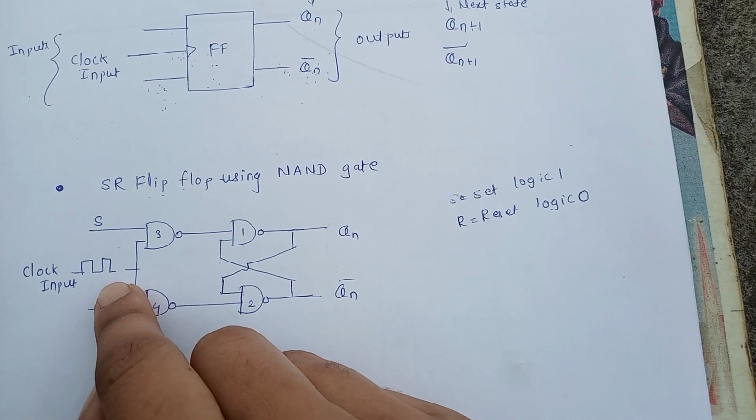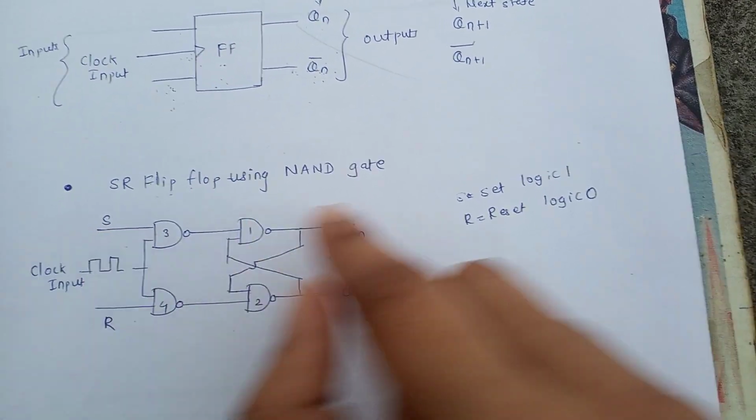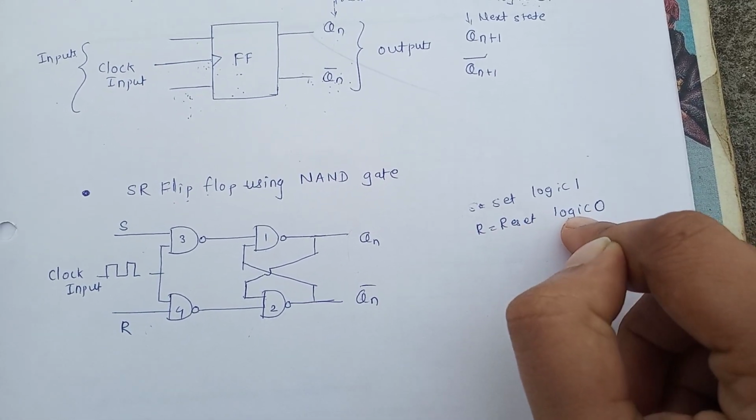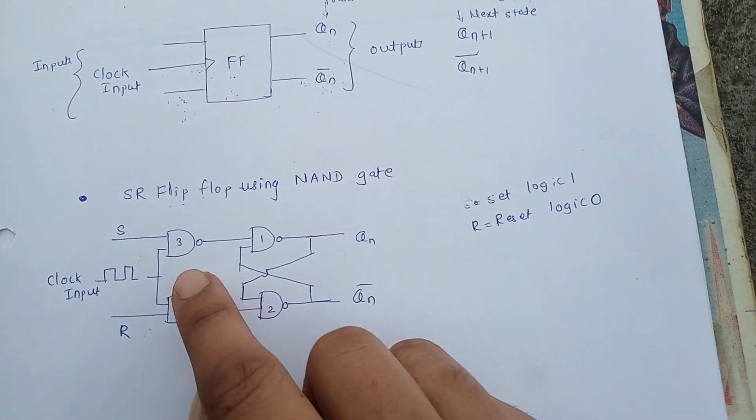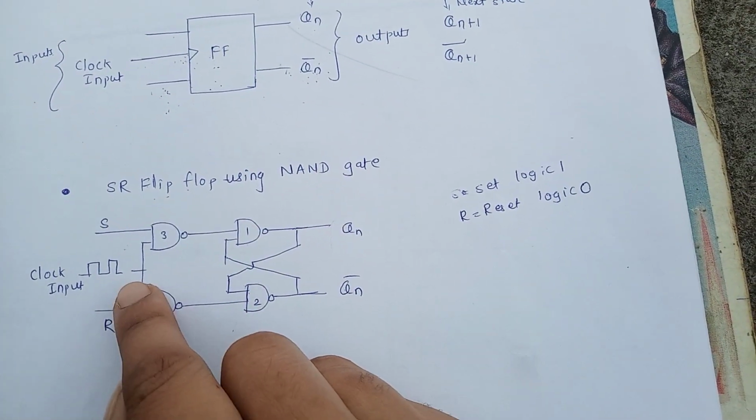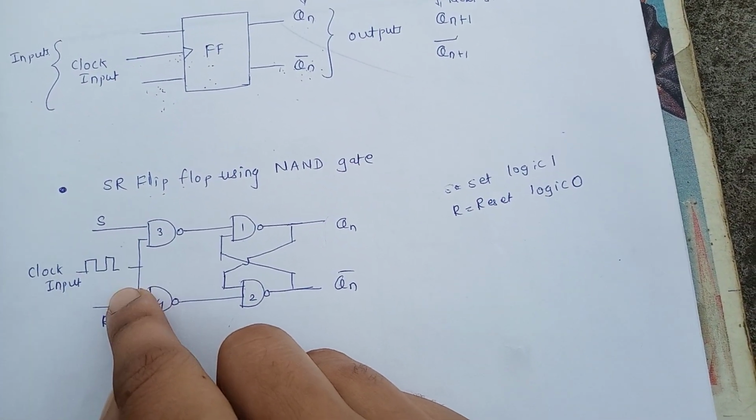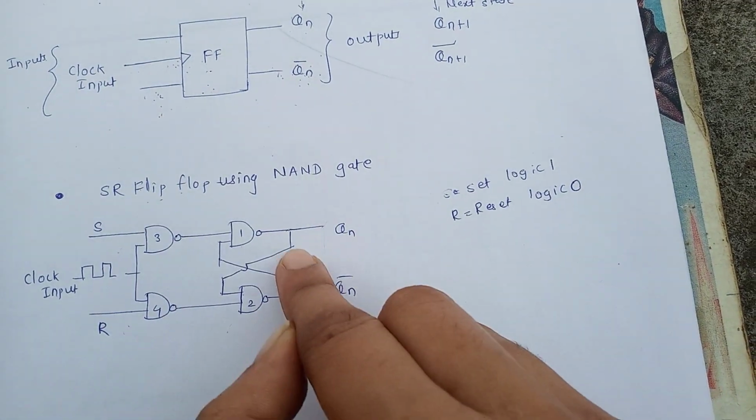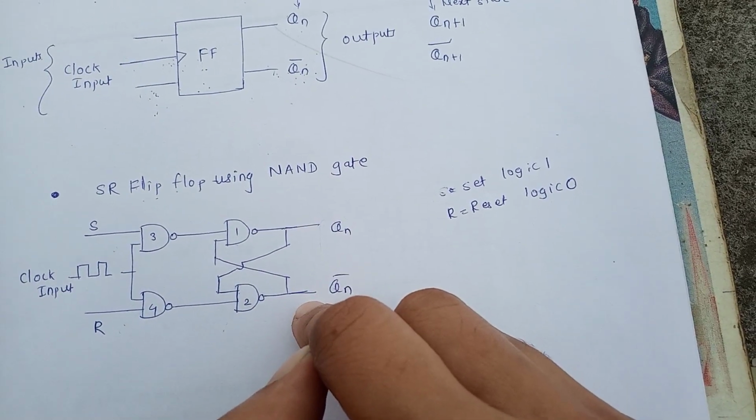Clock input is nothing but a square wave. S means set, means logic 1. R means reset, that is logic 0. Now this is a positive edge triggered flip-flop. So clock input can be considered as a 1. When clock input is 1, flip-flop operates and it updates its output.